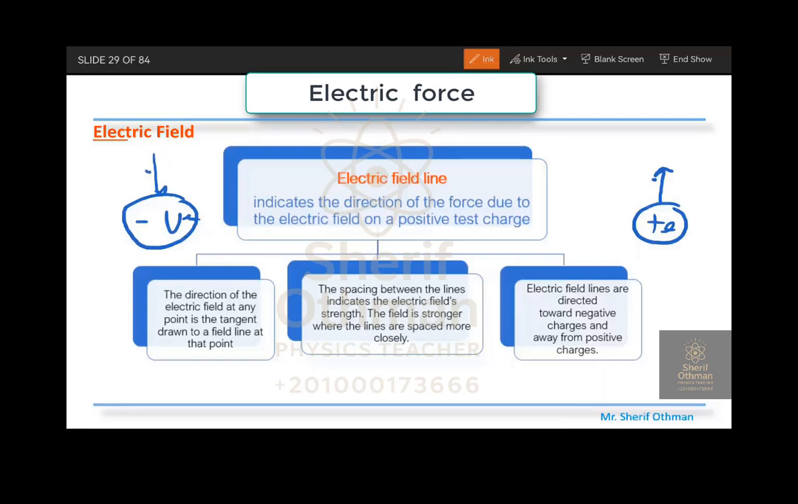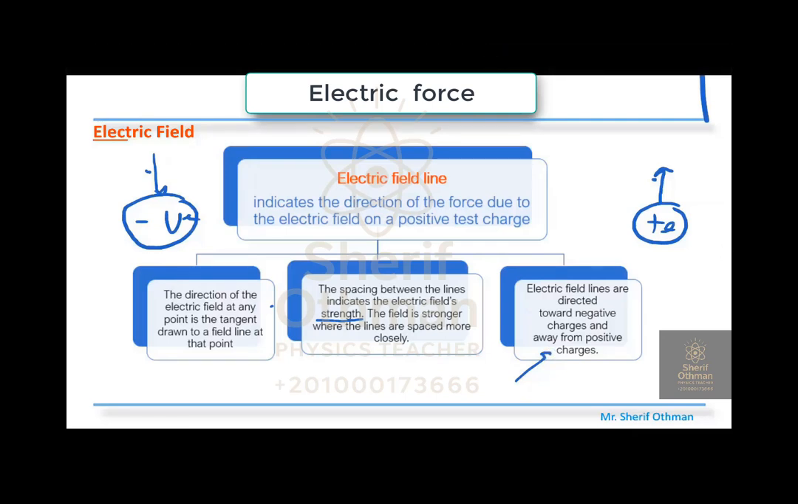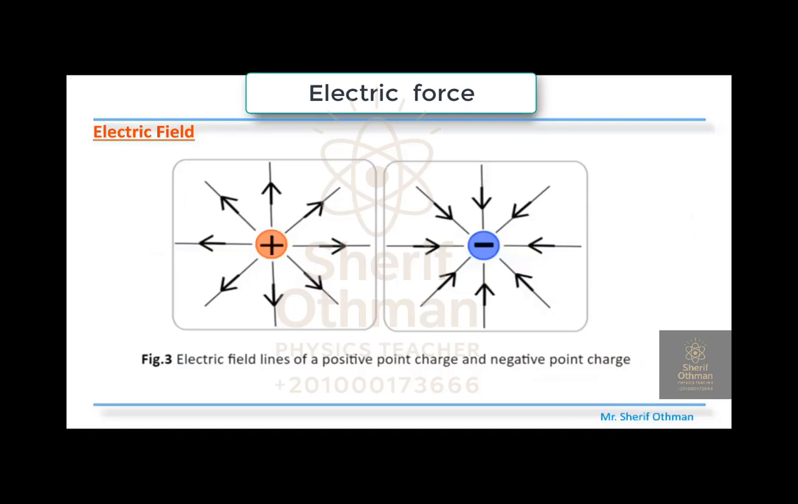The direction of the electric field at any point is the tangent drawn to a field line at that point. The spacing between the lines indicates the electric field strength. As the amount of the lines increases and the space between them decreases, that means the field is stronger. The electric field lines are directed towards negative charges, as we said, and away from positive charges. Here is the positive charge and here is the negative charge.